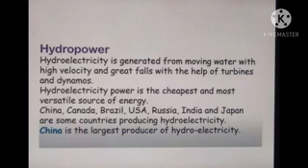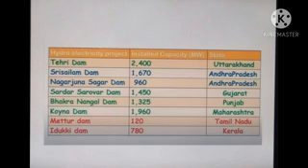The next one is hydropower energy. Water is considered a great source of energy. At present, water is used for producing hydroelectric power. Hydroelectricity is generated from moving water with high velocity and great falls, with the help of turbines and dynamos. Hydroelectric power is the cheapest and most versatile source of energy out of all known energy. It is a renewable resource. China, Canada, Brazil, the United States of America, Russia, India, Norway and Japan are some of the countries producing hydroelectricity. China is the largest producer of hydroelectric power.